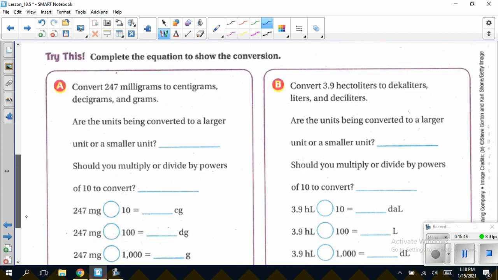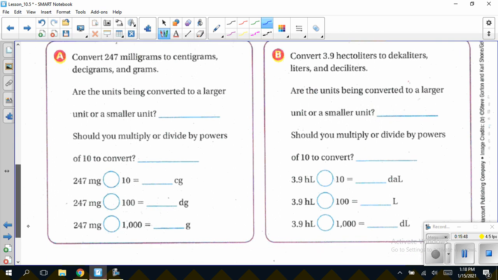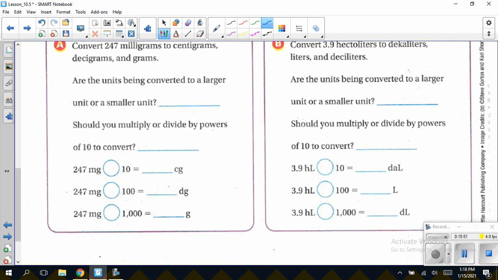Moving down to the try this, they want us to complete the equation to show the conversions and then actually do the conversions. So they want us to convert 247 milligrams to centigrams, decigrams, and then grams. They want to know, are the units being converted to a larger unit or a smaller unit? And then they want us to show if we're multiplying or dividing by powers of 10. So again, I'm going to write those letters. King Henry died by drinking chocolate milk. And then I can easily figure out what I'm converting if I'm actually multiplying or dividing.